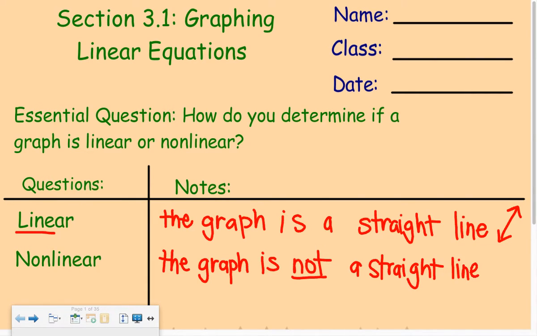So there's lots of different ways our graph could look if it was not a straight line, but it could make a V, it could be a parabola, it could be a wave. So lots of different possibilities for nonlinear. But you have to just look at the parts of the vocab word. Linear, meaning line. Nonlinear, meaning not a line.